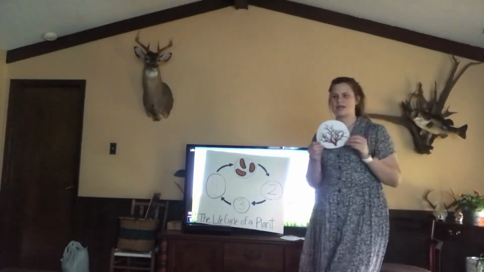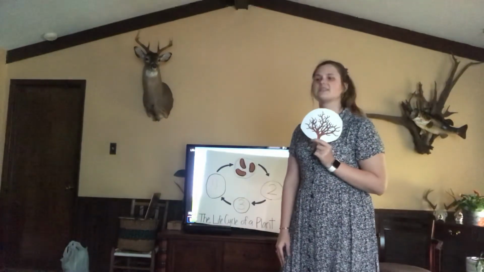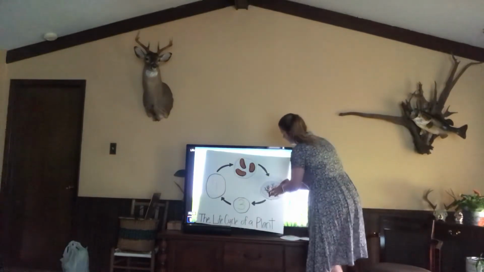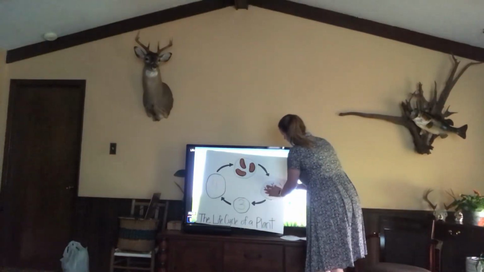Can anybody tell me what this is a picture of? Good job, boys and girls. This is a picture of roots. Can everybody say that with me? Roots. What step was the roots? Step number 2. Good job. So it would go in the number 2 circle.